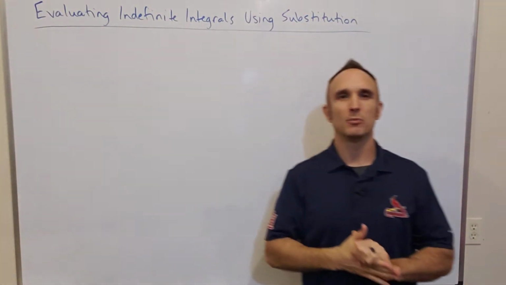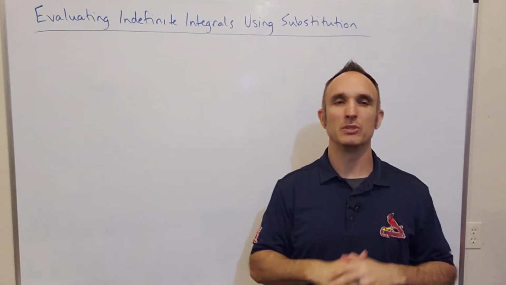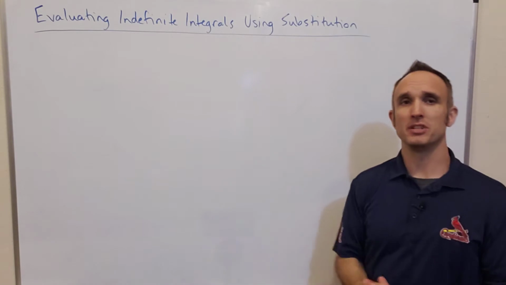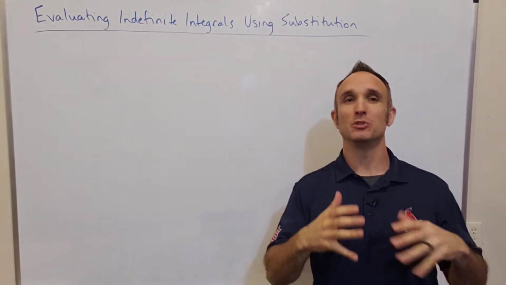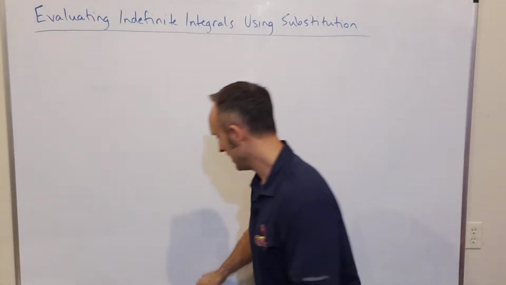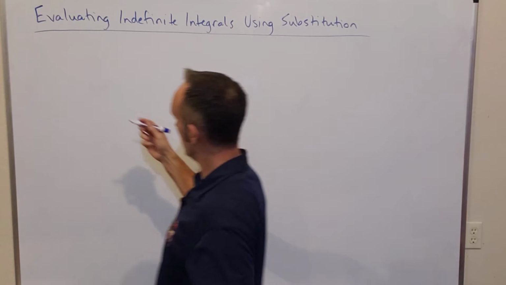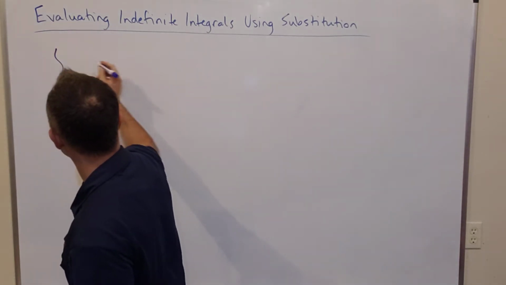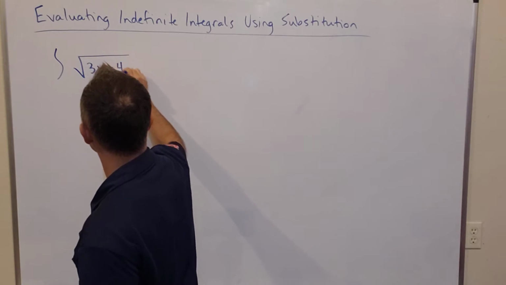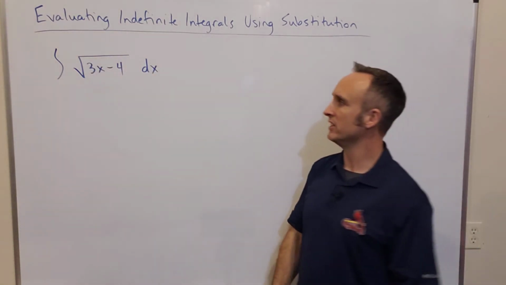So now we get away from our very straightforward integrals as antiderivatives, and we start looking at some more advanced integral techniques. And so this technique of substitution is probably the most basic advanced technique besides just straightforward antiderivatives. So let's start with an example of the integral of the square root of 3x minus 4 dx. And so this is obviously an indefinite integral.